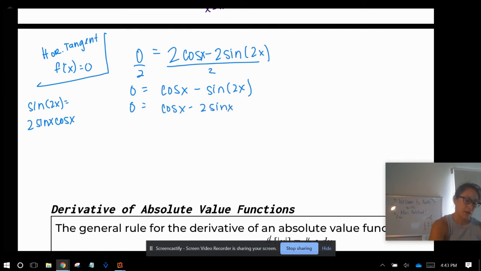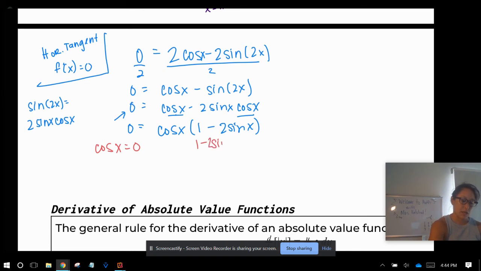I see good things happening already. Since I have a 0 on the left-hand side, I can use the zero product property, but I need factors. So I can factor out a cosine of x, and I am left with cosine divided by cosine is 1 minus 2 sine of x. Now I can use the zero product property. So I get cosine of x is equal to 0, and 1 minus 2 sine x is equal to 0. So cosine inverse of 0 is equal to x, and sine inverse of 1/2 is equal to x.